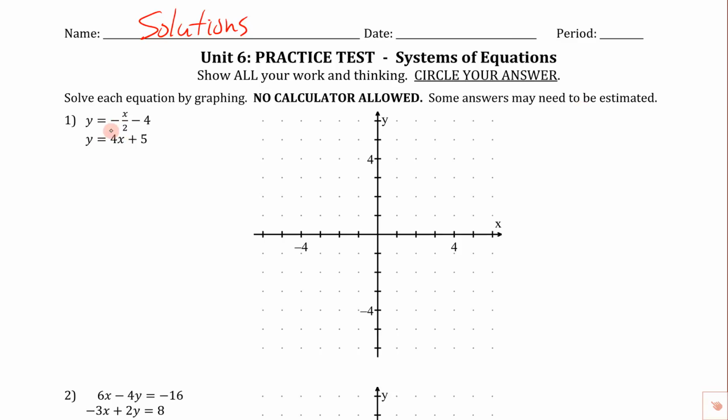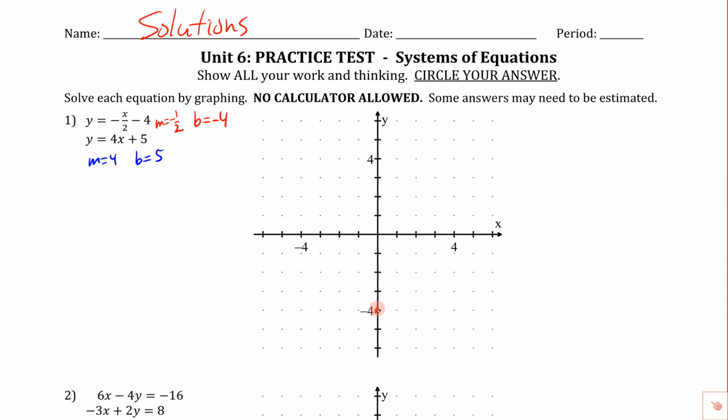You'll notice that on number 1 they're both in slope-intercept form, so we're in great shape here. I'm going to do the second one in blue. The slope is 4 on this one and the y-intercept is 5. I do want to take a quick second to look at this one. Everybody would recognize that the y-intercept is negative 4 on this one, but take a look at the way this is written. This is written with a negative x over 2. We've mentioned that several times. That would actually be a 1 in front there. So the slope on this one would be negative 1/2. So let's go ahead and graph that one.